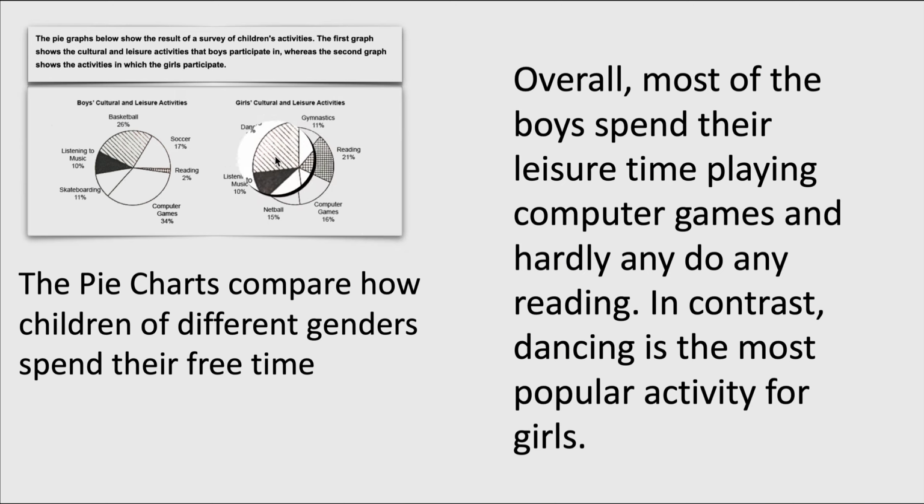Here is dancing. Now, in the body paragraphs, this is what we're going to be talking about. We're going to be talking about the boys in one paragraph and the girls in the second paragraph. Alternatively, you could talk about different things. You could talk about how girls read 10 times more than boys in the body paragraph, or that they both like listening to music, a similar amount. But for this one, we're going to do boys and girls. So that is how to write the overview.